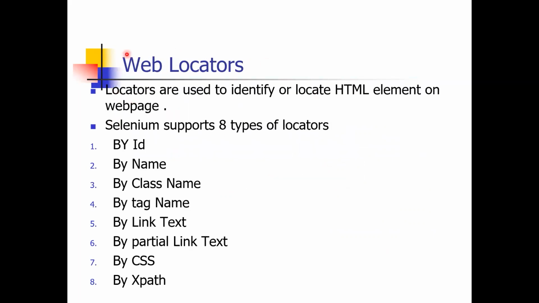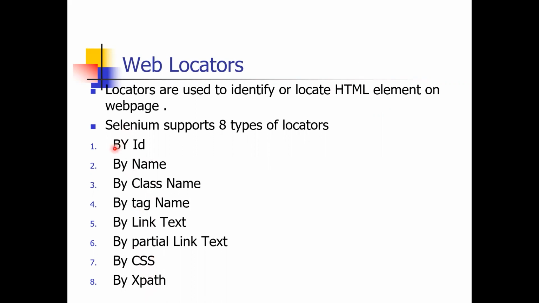I've already explained what we mean by locators. Locators are used to identify the location of a web element. Web elements means HTML elements. HTML means hypertext markup language. That language is for designing websites. And there were 8 types of locators.